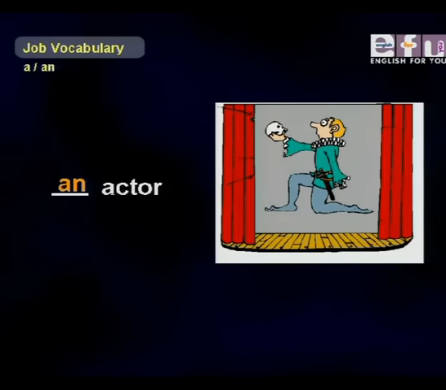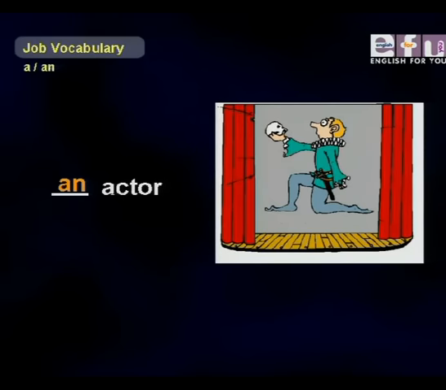A sales assistant sells things. When we put it together, a sales assistant sells things. An actor acts. When we put it together, an actor acts.